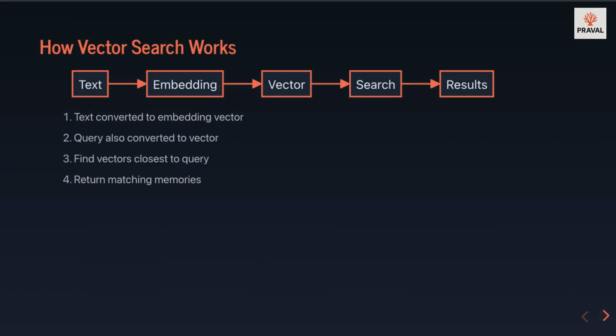Let me explain what happens under the hood. When you call remember, your text is converted to an embedding vector, basically a list of numbers that captures the meaning. That vector is stored in Qdrant. When you call recall, your query is also converted to a vector. Qdrant finds the closest vectors using similarity math and returns the matching memories. It's fast, and it works on meaning, not just keywords.